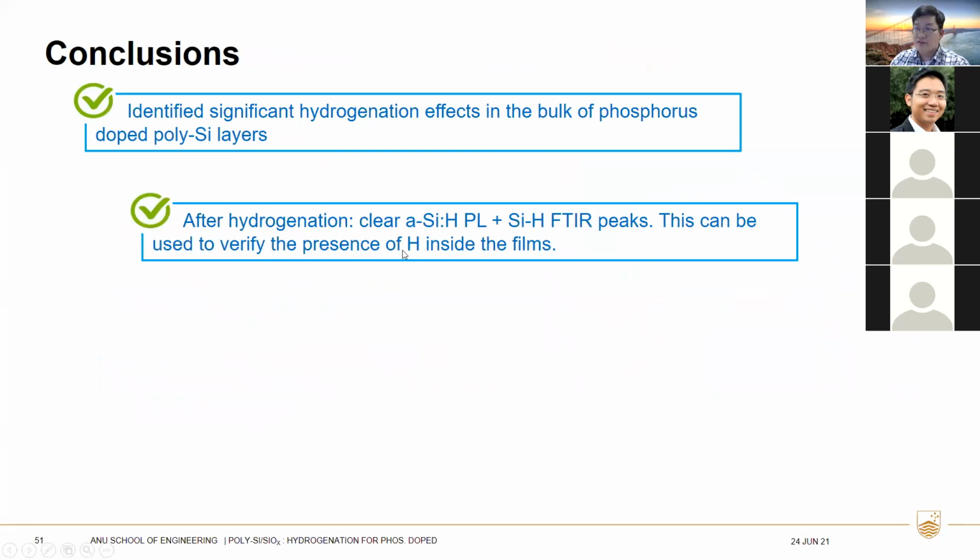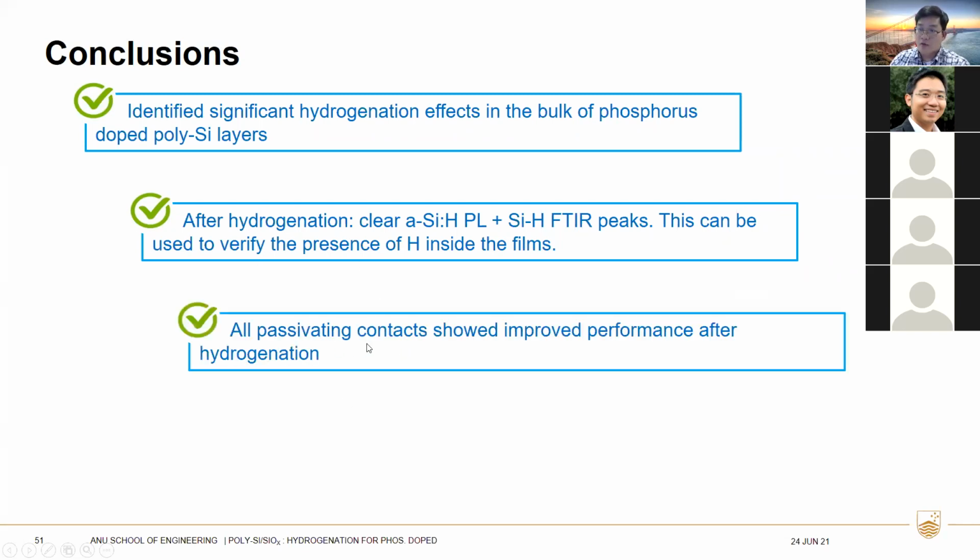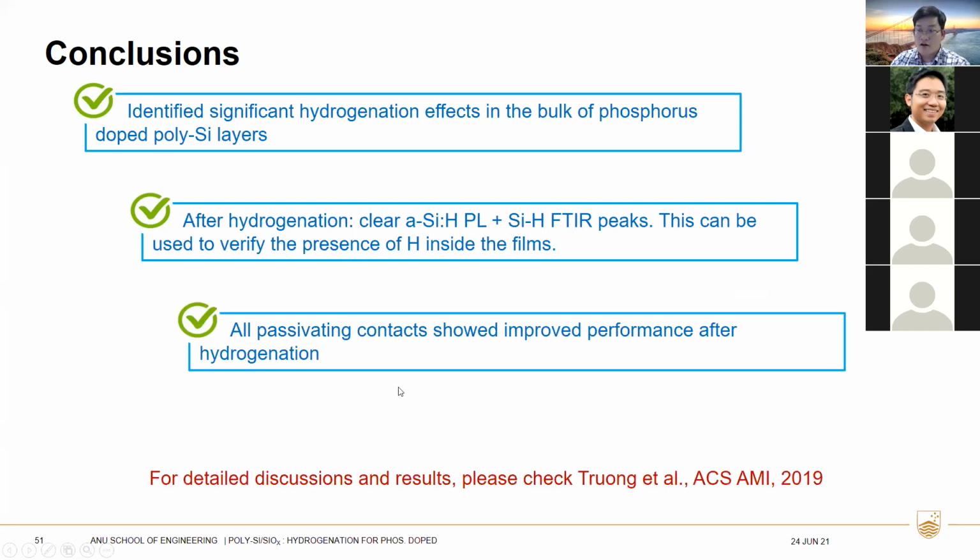And after the hydrogenation, we see a clear hydrogenated amorphous silicon PL peak and silicon hydrogen FTIR peaks. This can be used to verify the presence of hydrogen inside the films. And the passivating contacts show improved performance after hydrogenation. For detailed discussion and results on this, please check my paper published in ACS AMI in 2019.